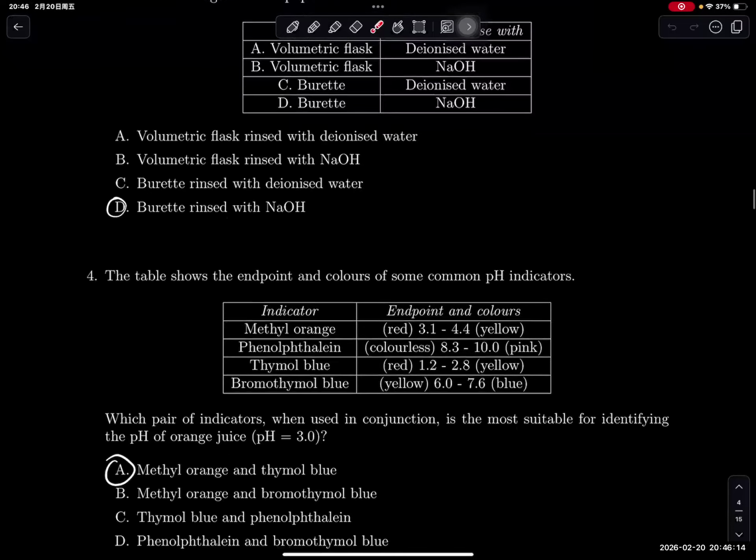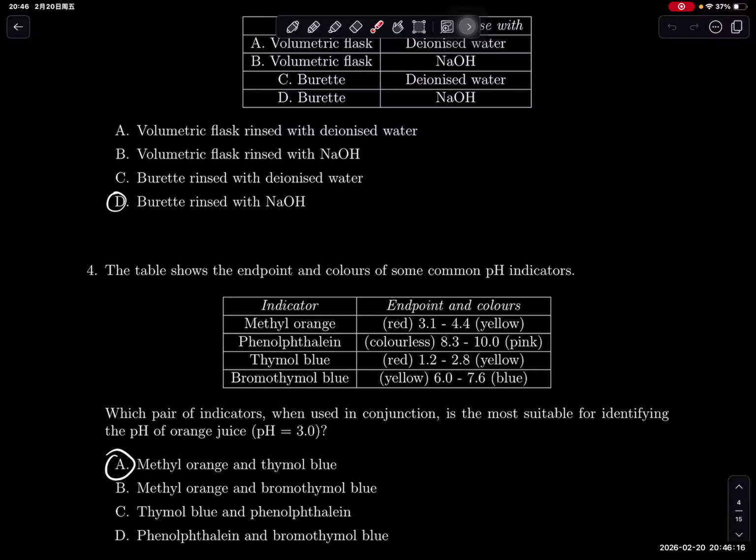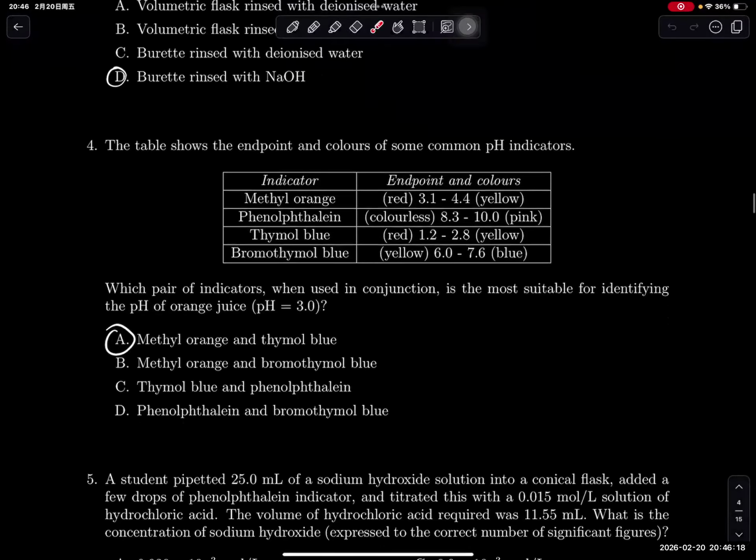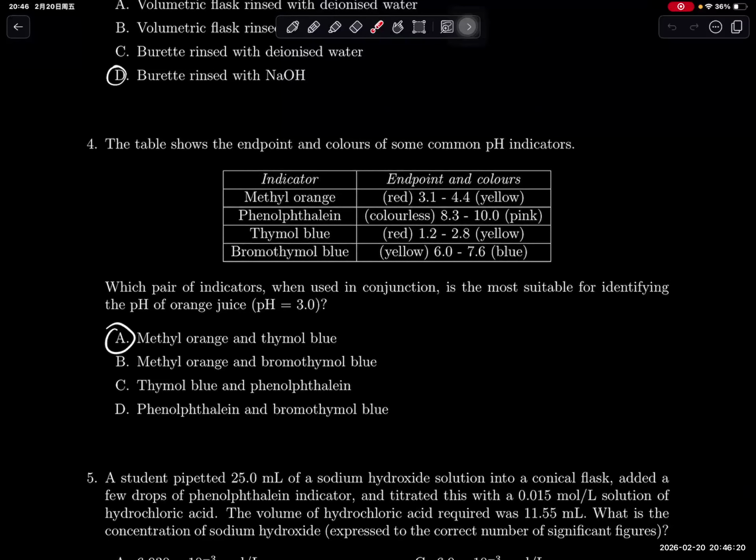Question 4, the table shows the endpoint and colors of some common pH indicators. Which pair of indicators, when used in conjunction, is the most suitable for identifying the pH range of orange juice, which is 3? So we actually have 3. Either methyl orange would work or thymol blue would work. So A is the right answer. Make sure that you choose an indicator that changes color near the equivalence point, to produce the best estimate for the endpoint.